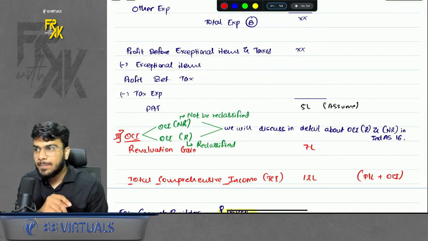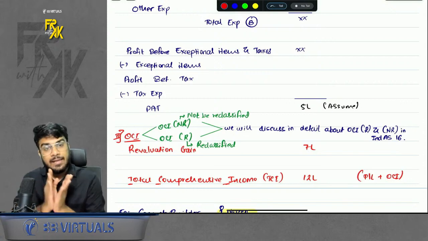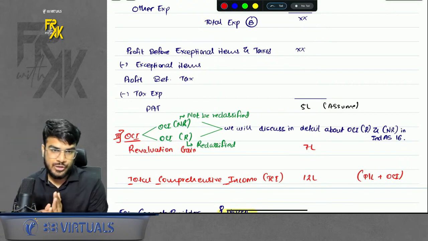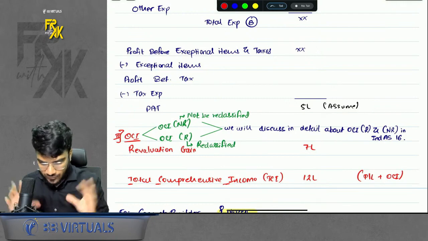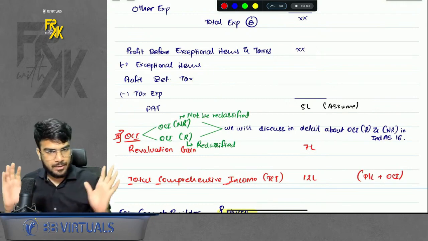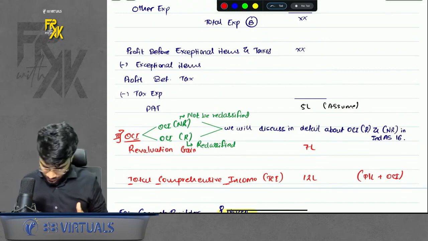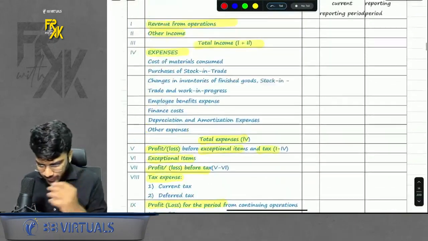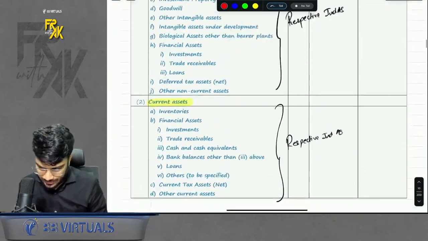Like for example, we will prepare the balance sheet in a chapter known as consolidated financial statements. There also we will learn how to prepare the balance sheet, how to prepare the profit and loss. Don't worry about it. Okay. But as of now, this much knowledge is important. Clear? Is this clear, everyone? Perfect. Got it.